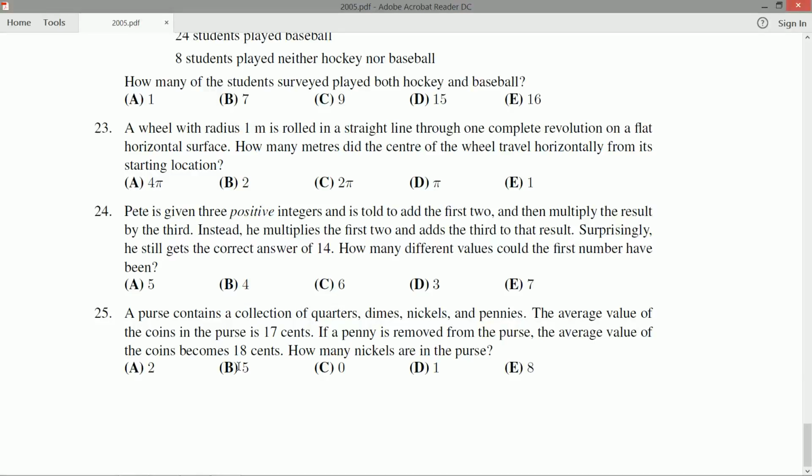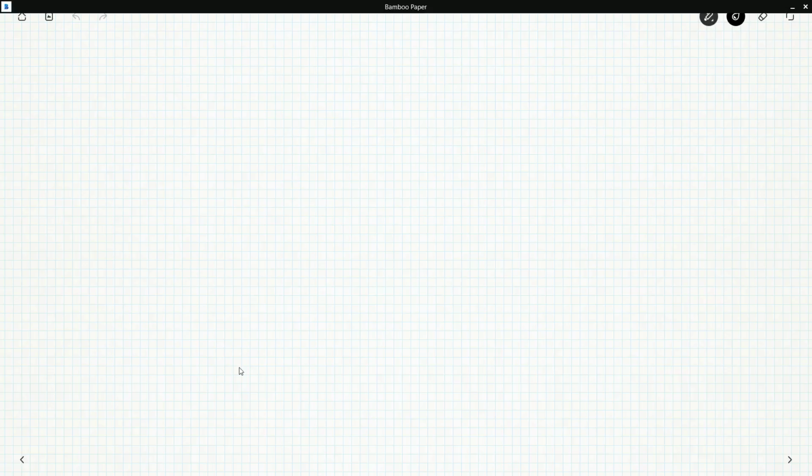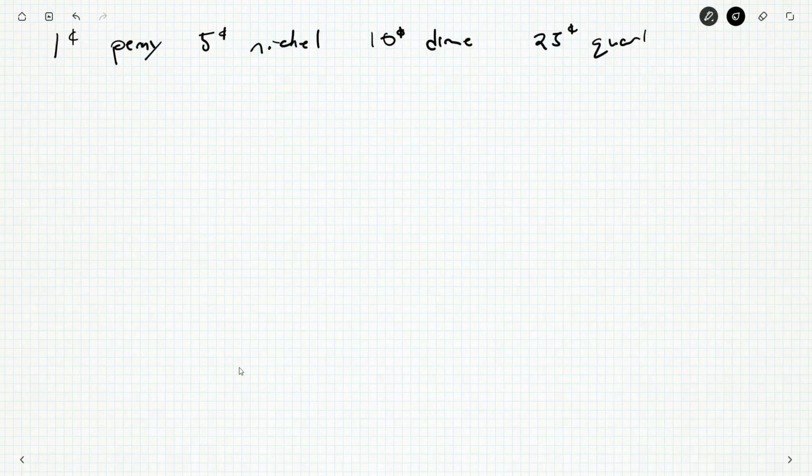So the average value of the coins in the purse is 17 cents. If a single penny is removed from the purse, the average value of the coins becomes 18 cents. As a fun little monetary refresher for anyone watching this outside of North America, a penny is worth 1 cent. A nickel is worth 5 cents. A dime is worth 10 cents. And a quarter is worth 25 cents.